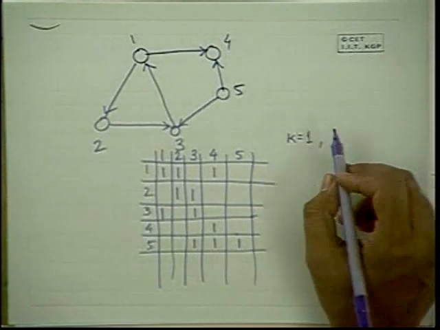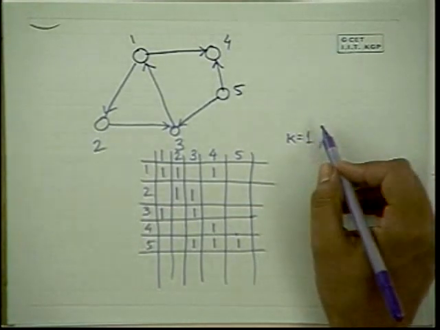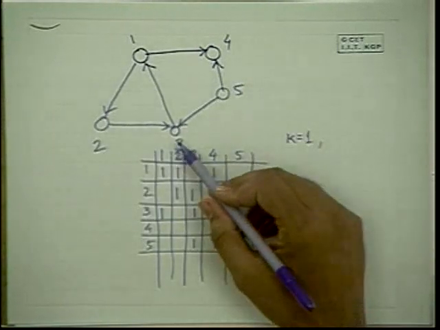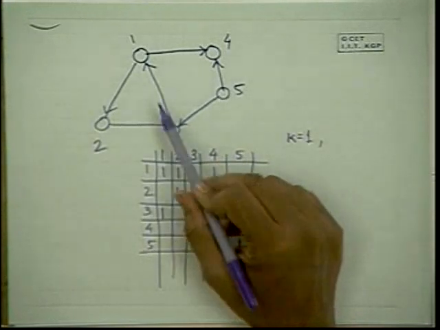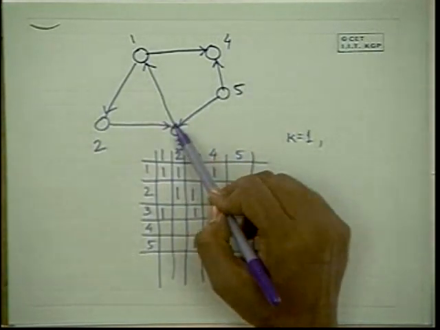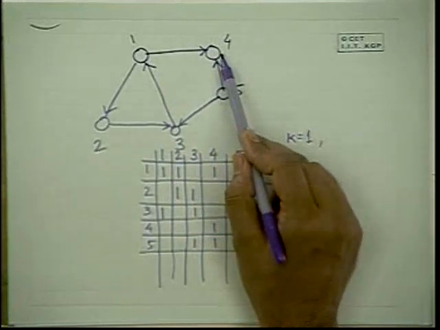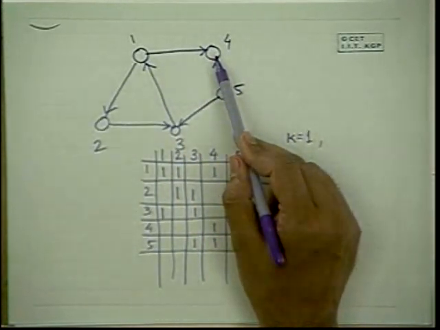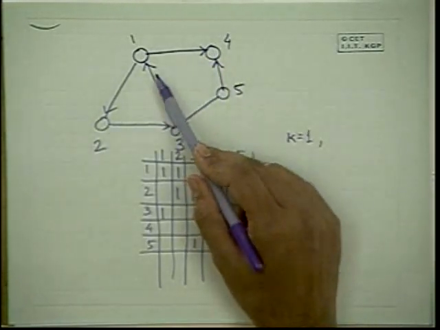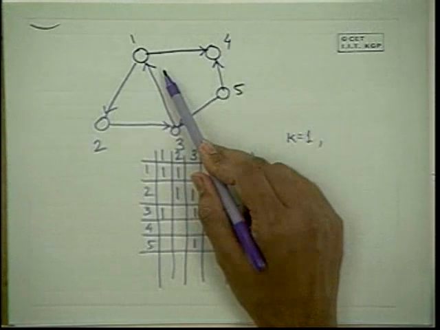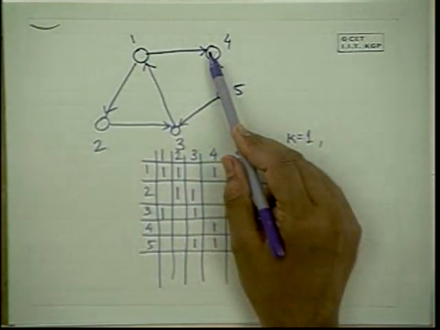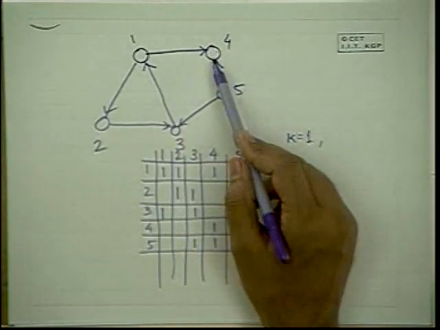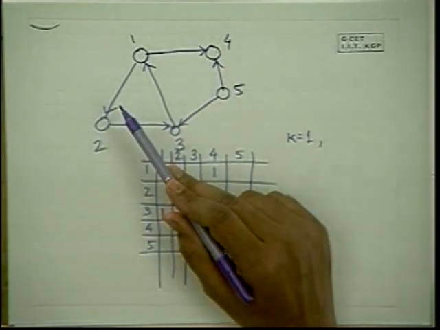For k = 1, what are the new edges you will get? I claim it will be between 3 to 4 and 3 to 2. Now if you include k equal to 1, there is a path from 3, 1, 4. That path satisfies that invariant. This path includes all vertices whose indices are less than or equal to 1, because it includes only 1, except for the endpoints. These two you should not consider. So between 3 to 4 there is a path which satisfies that invariant.